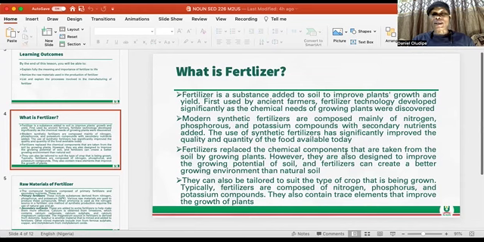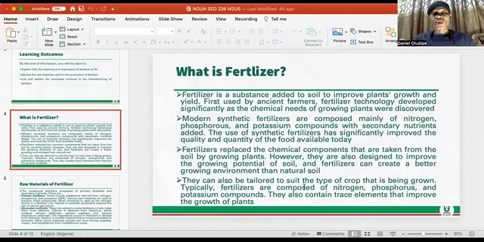Fertilizer replaces the chemical components that are taken from the soil by growing plants. However, they are also designed to improve the growing potential of soil, and fertilizers can create a better growing environment than natural soil. What I'm saying is that the soil has its own nutrients. It's not as if the nutrients produced by soil are not good. It's not as if they do not add to the health of the growing plant. But it's not as fast as the synthetic fertilizer.